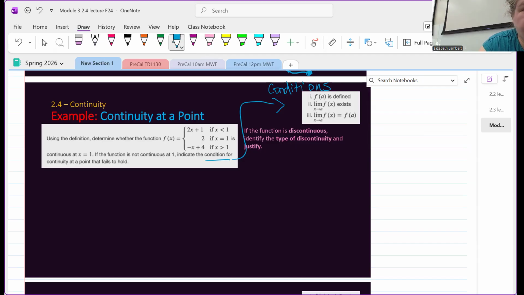All right, so our first step is still f of a. We're looking at 1, so f of 1. Now this case is set up, we've got the left side, the right side, and then we've got the thing itself. So if x equals 1, the function is just straight up defined to be 2. So f of a exists. It's defined, it's a number.